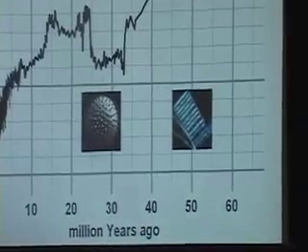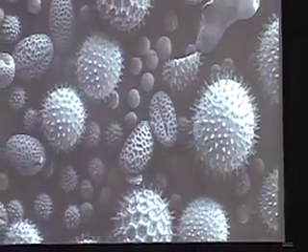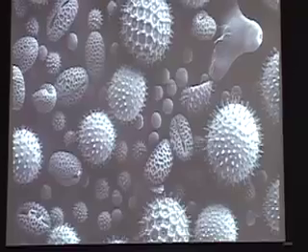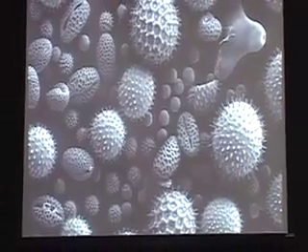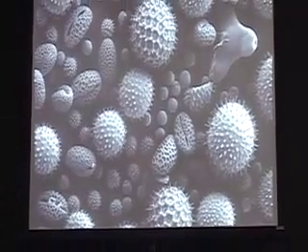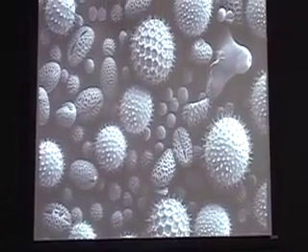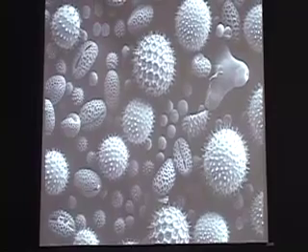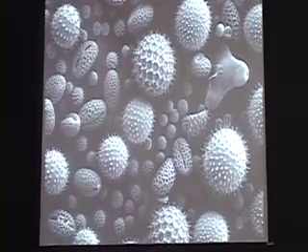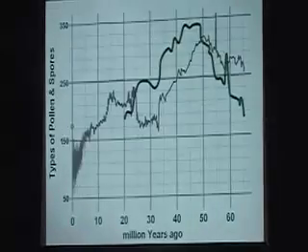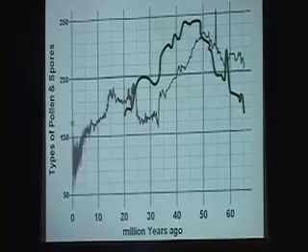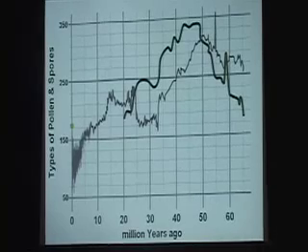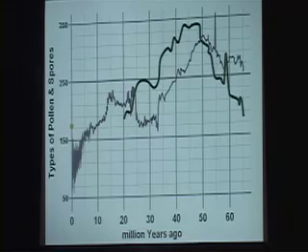So the first are the spores and the pollen. So these are spores and pollen, and we can find these in Earth. The guys that wrote this article went to Venezuela and Colombia, and they dug down and they started to look for ancient spores and pollen. And this was the number of different types of spores and pollen that they found, between 20 and 60 million years ago.